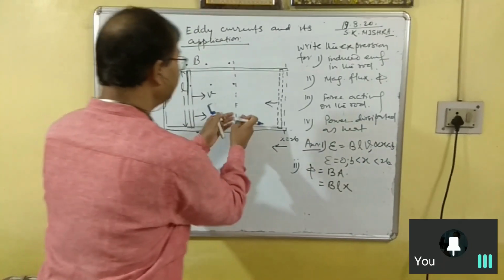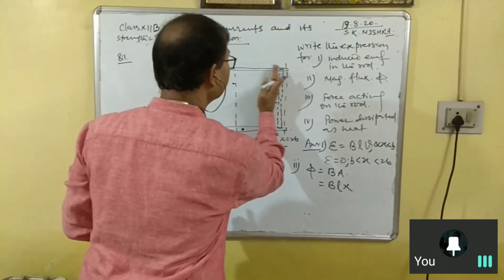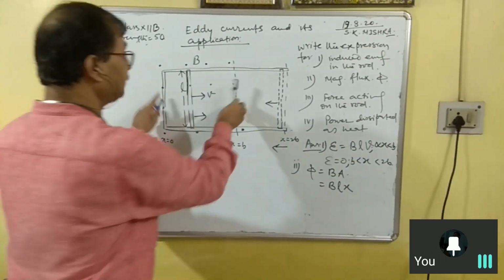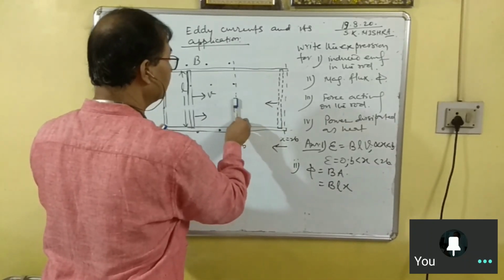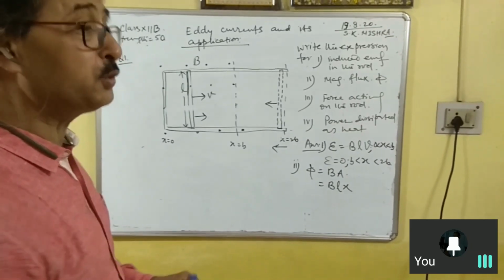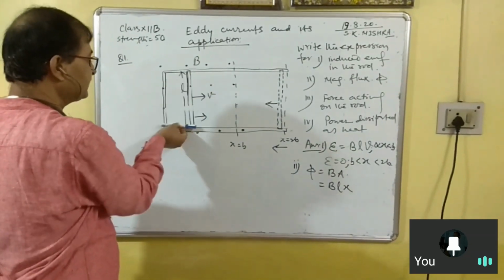Now after that, because of this area, there will be no additional magnetic flux. But the magnetic flux up to this portion is BLb, because magnetic flux is B into A. And how will you find the area? Area is length into breadth.